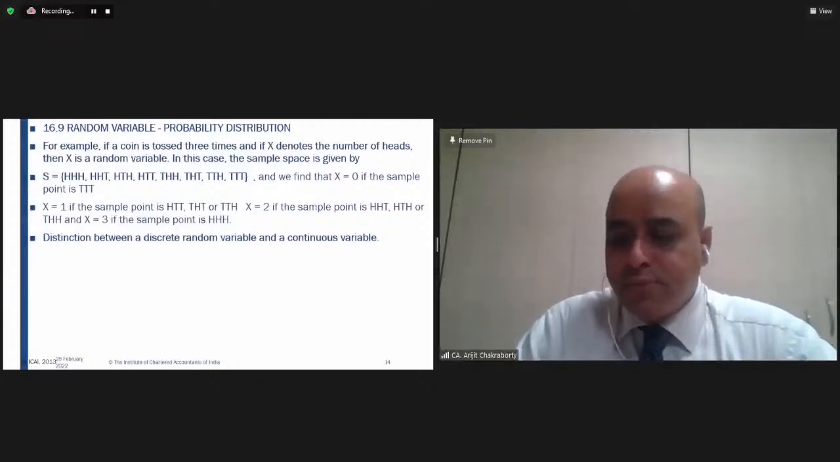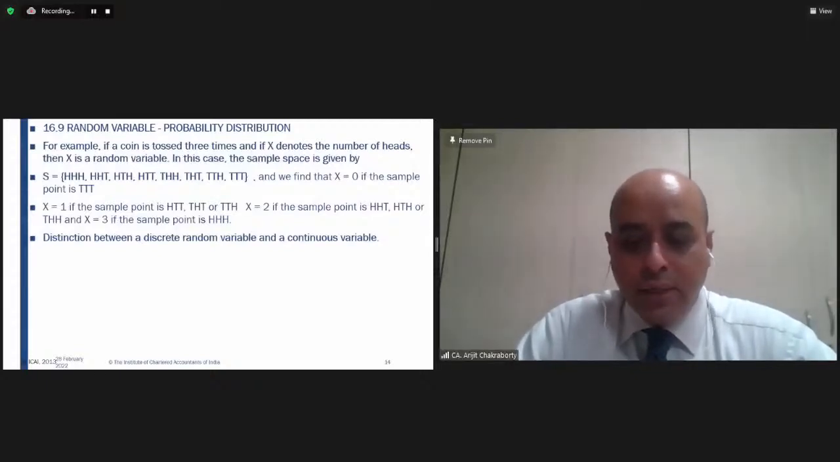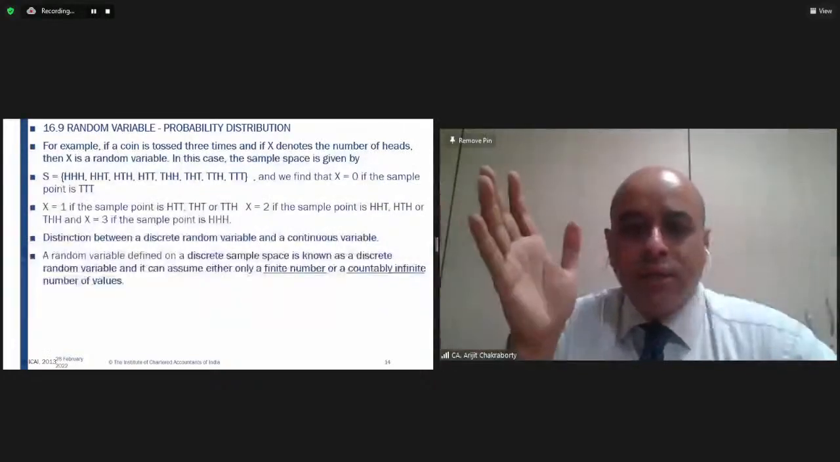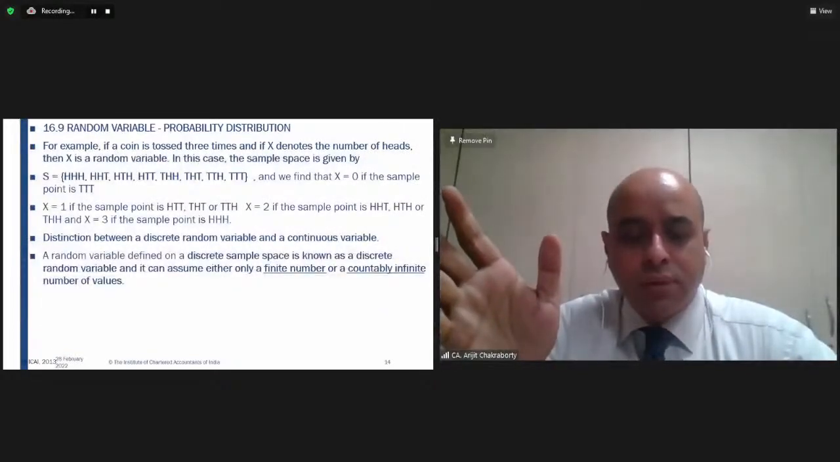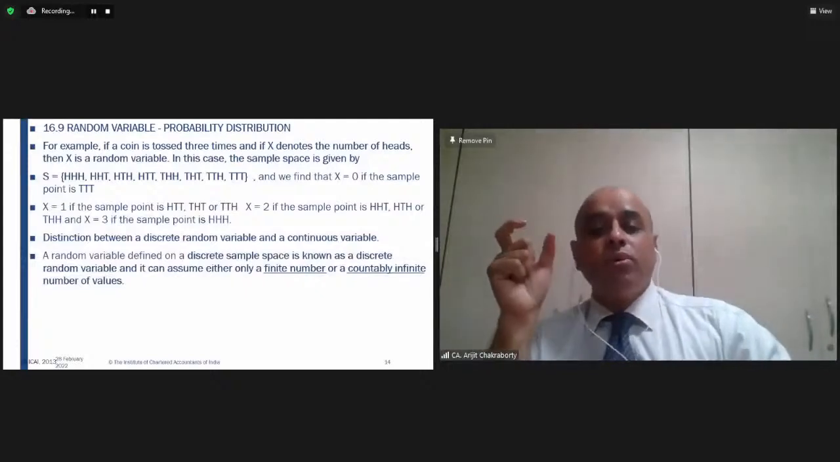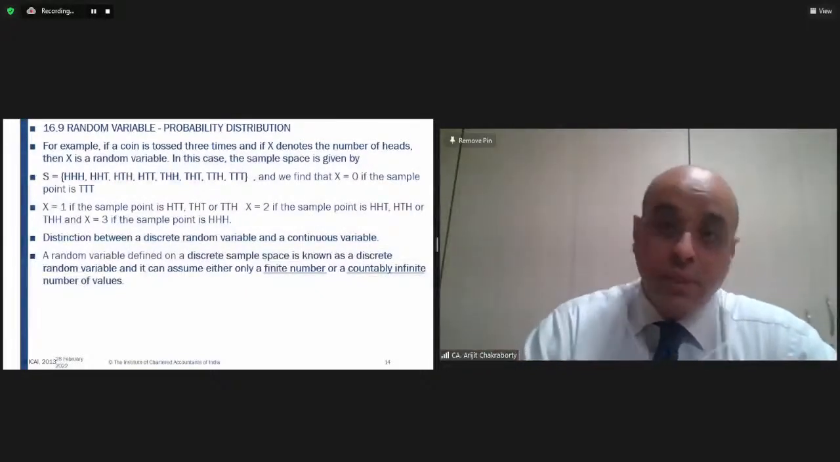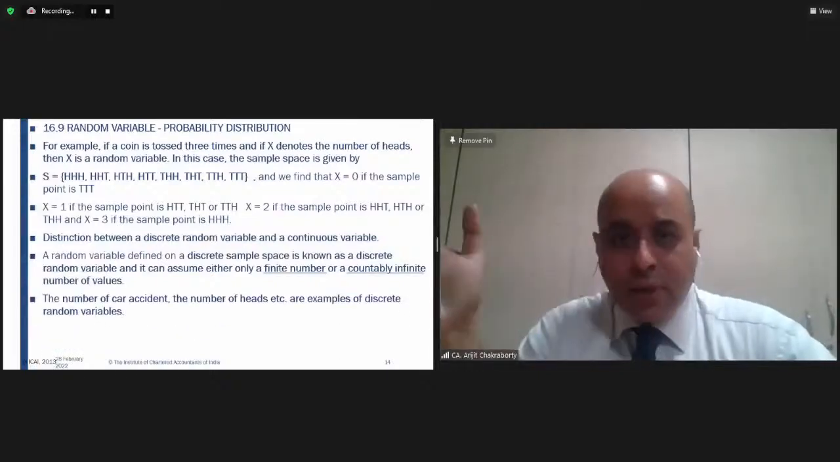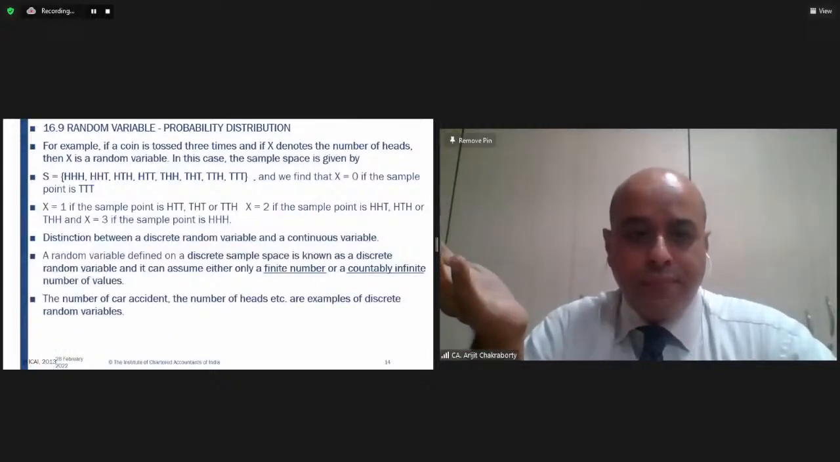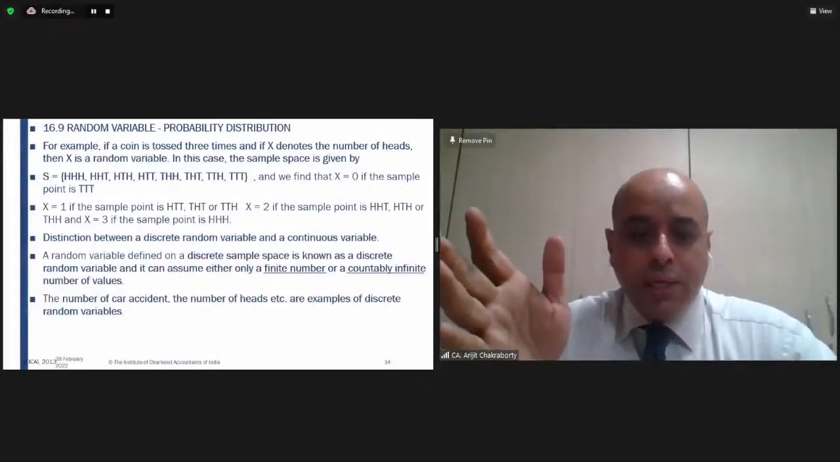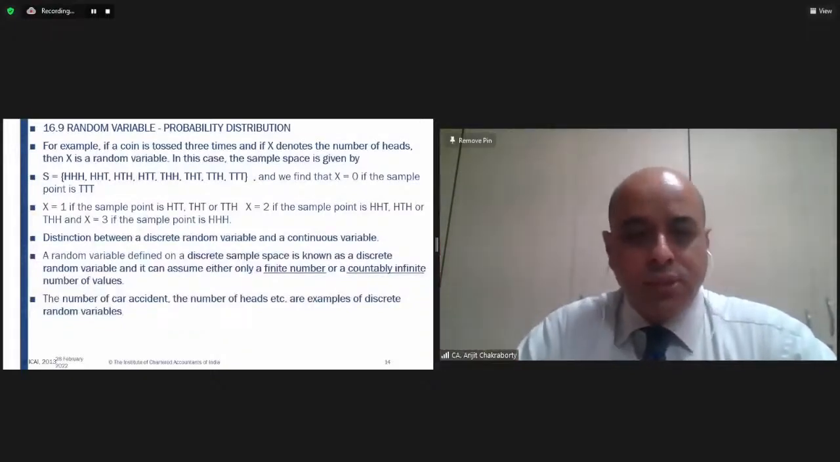Now, what is the difference between discrete random variable and continuous random variable? Once again, please note, a random variable is defined as a discrete random variable when it can assume a finite number, or we can say countably infinite number of values. Countably infinite. It is infinite, but it can be counted. So examples, once again, number of car accidents, number of COVID patients, number of heads are always examples of discrete random variable. Recovery from COVID, yes.